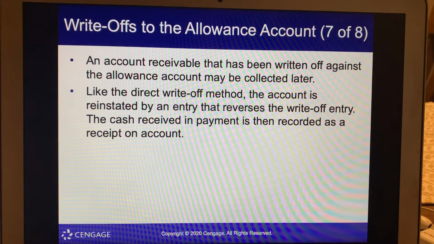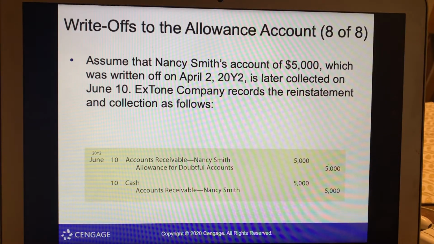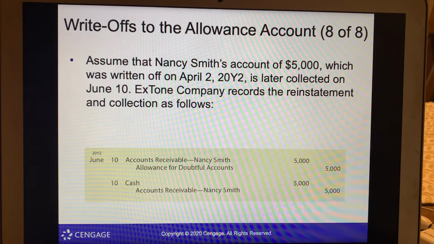An account receivable that has been written off against the allowance account may be collected later. Like the direct write-off method, the account is reinstated by an entry that reverses the write-off entry. The cash received in payment is then recorded as a receipt on account. So here's an example. Account receivable, Nancy Smith, allowance for doubtful accounts. That goes into that big bucket. And then we're going to reverse it. So we're going to receive cash, and then account receivable, Nancy Smith. Okay, so that's the adjustment.